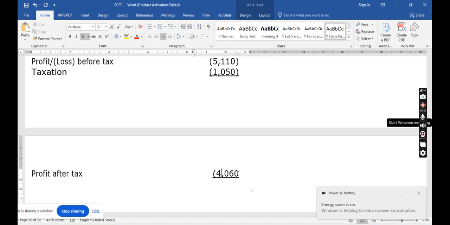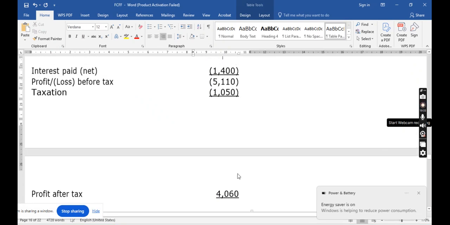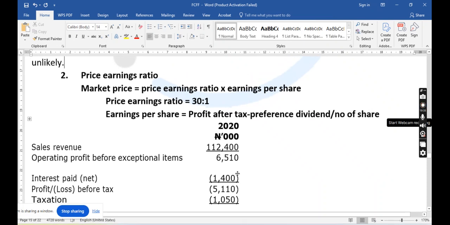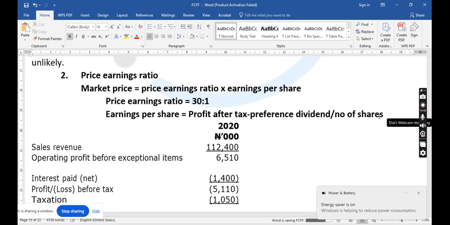This is profits. Okay. So we already have the profit after tax. Then minus preference dividend, which is not given to us in the question. Then divided by the number of shares. The number of shares still remains the same, all right? So profit after tax divided by the number of shares, since the preference dividend is not given to us in this question, right?